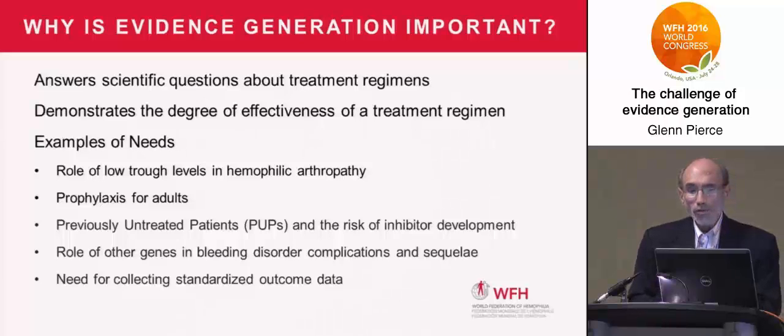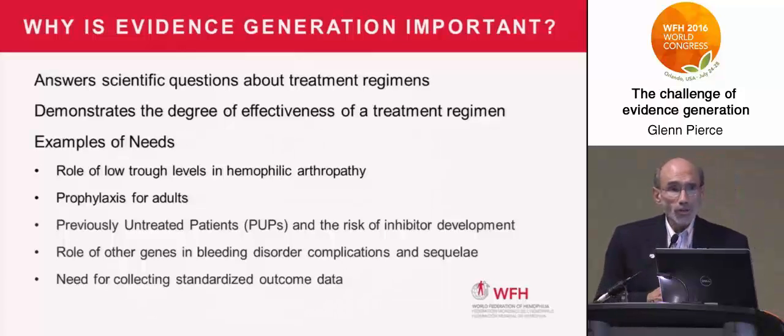So what about the role of low trough levels in hemophilic arthropathy? Are microbleeds contributing to further progression of joint damage in hemophilia? What about prophylaxis for adults? It's not well established how beneficial that is. It makes sense that prophylaxis ought to be a good thing. If it's good for children, it ought to be good for adults. It ought to prevent morbidity and even mortality. But we don't have strong evidence to support that. And in the absence of that evidence, then we don't have good rationale for payers to pay for it.